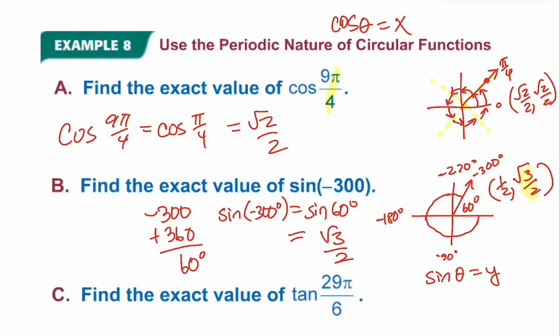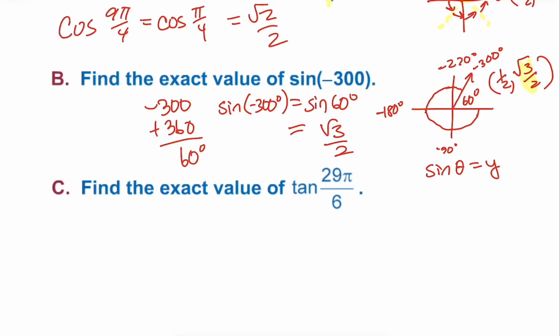If you were at this time to put the sine of negative 300 in degree mode into your calculator, or if you put the sine of 60, it's going to give you that same decimal. It's like 0.8 something or another. But I don't want that. I want the exact value, square root of 3 over 2. Everybody good with example B? Kind of makes sense, maybe, hopefully.